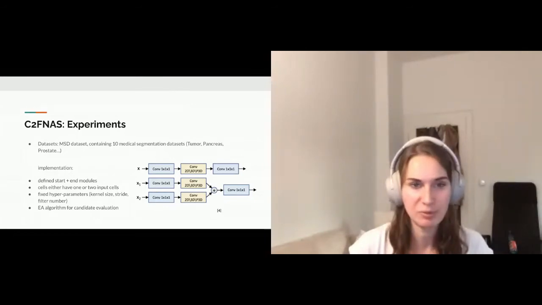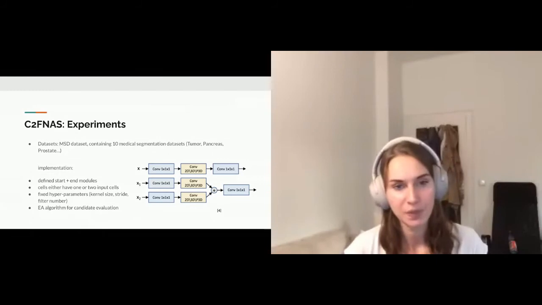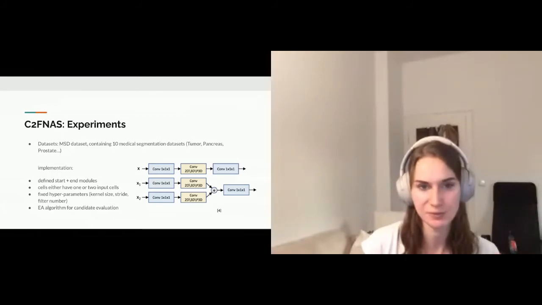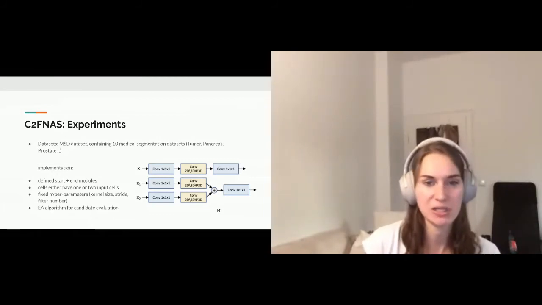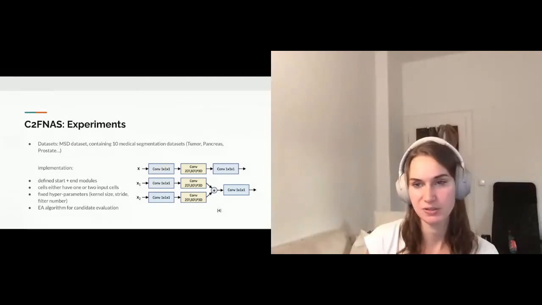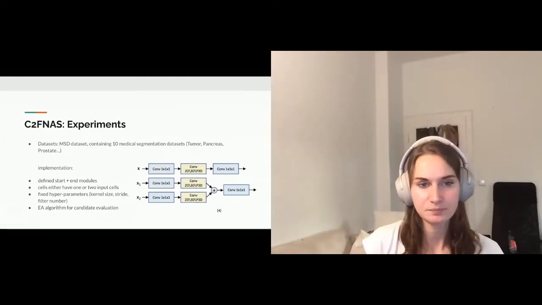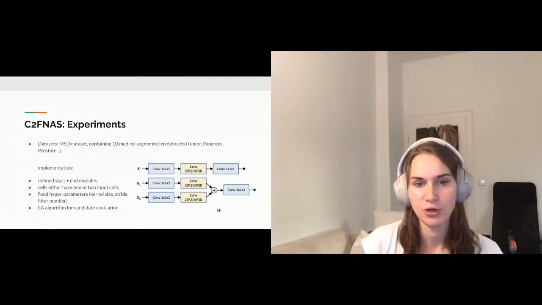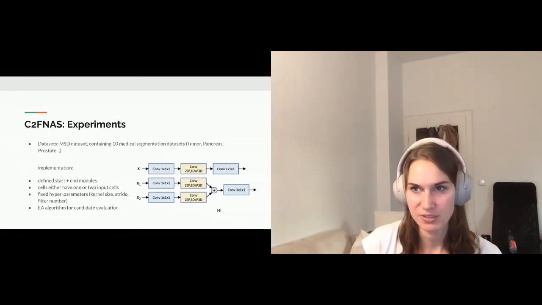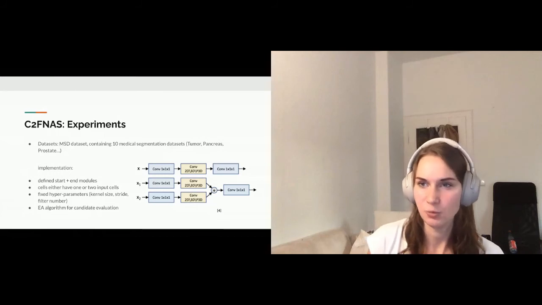So the way they implemented it is they defined start and end modules. They allowed the cell to have... so usually the parameters that people would do a hyperparameter search for, those were fixed. Those were not actually touched. And then they used a genetic algorithm for candidate evaluation and for sampling. So this is what I was talking about earlier. The algorithm to generate new networks was a genetic algorithm that works in the way that I explained earlier.